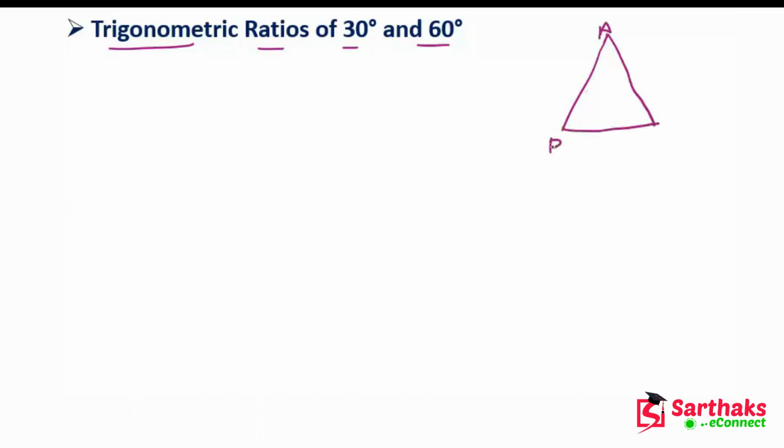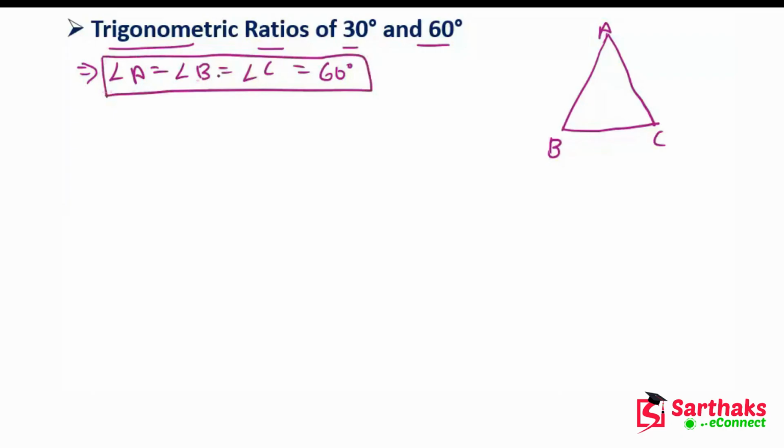So this is A, B and C. This is an equilateral triangle. So we have angle A is equal to angle B is equal to angle C is equal to what? 60 degree. This is an equilateral triangle property, because in an equilateral triangle all angles are 60 degree. Now we are drawing a perpendicular AD from the vertex A. This is point D.